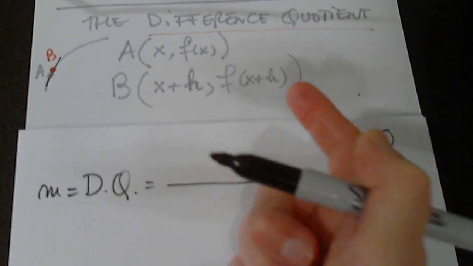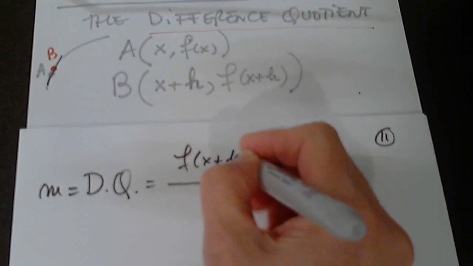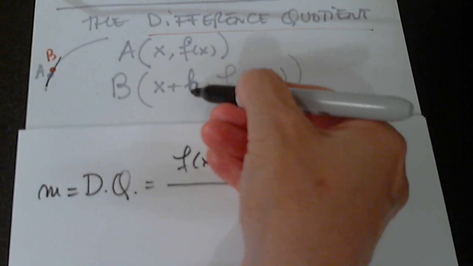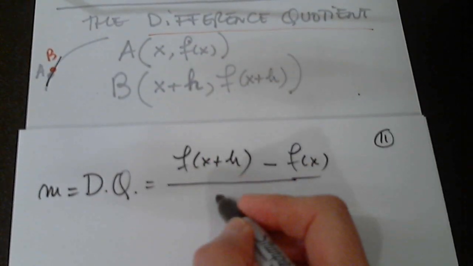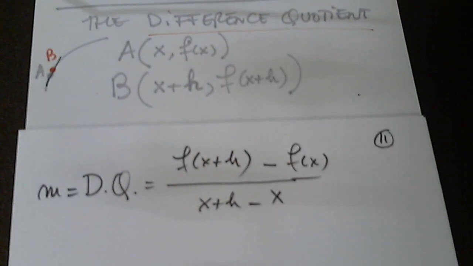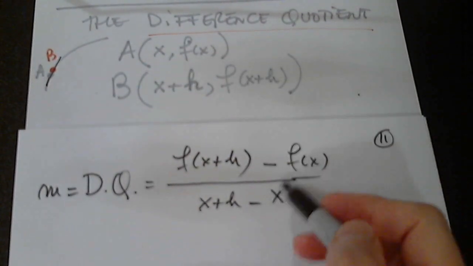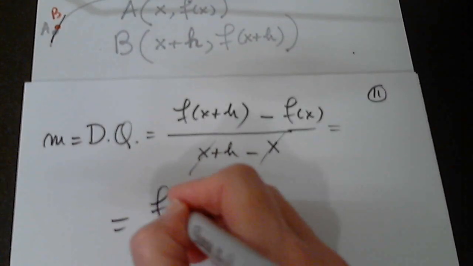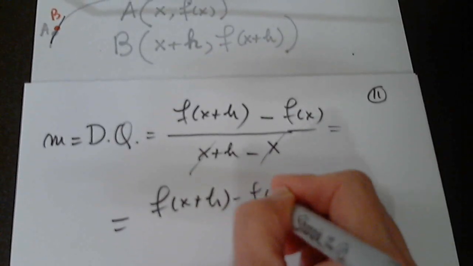f of x plus h. Very good. Awesome. Minus f of x. Excellent. And x plus h minus x. That's it. This is the difference quotient. Of course, we have to simplify these too. So this is the formula. Mandatory to remember this, please.